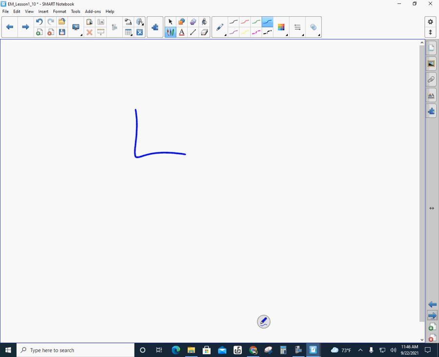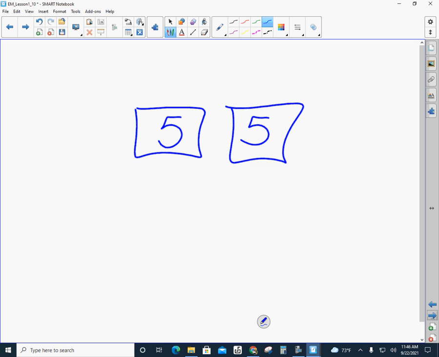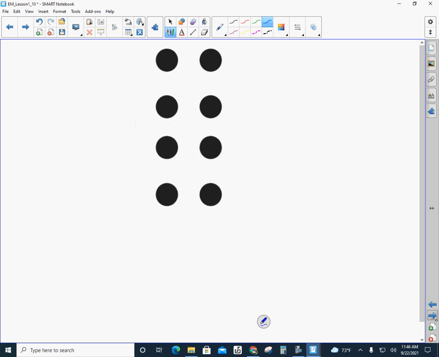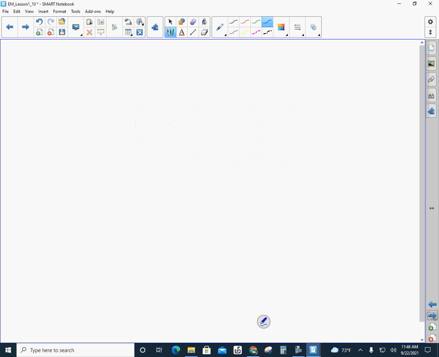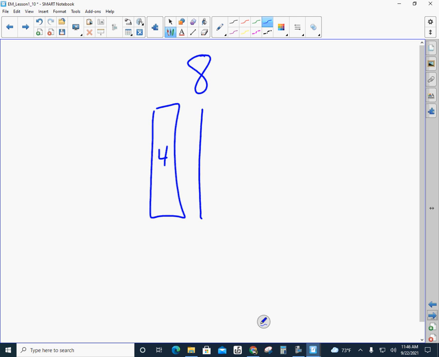You probably noticed that there were two groups and there were 5 dots in each group, so that you know that 5 plus 5 is 10. All right, how about this picture? How many did you see? You probably saw 8. And a lot of times in class, when boys and girls share what they saw, they say 2 columns with 4 dots in each column. And you know that 4 plus 4 is 8.